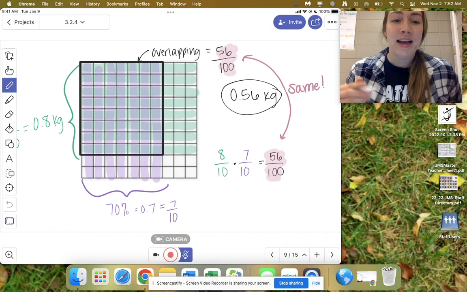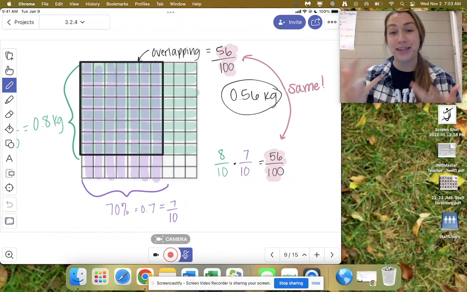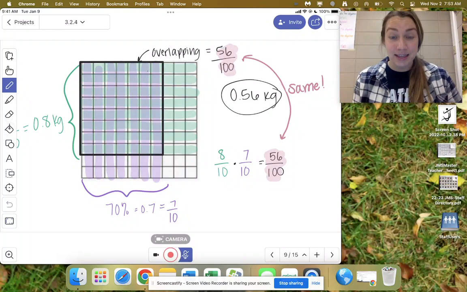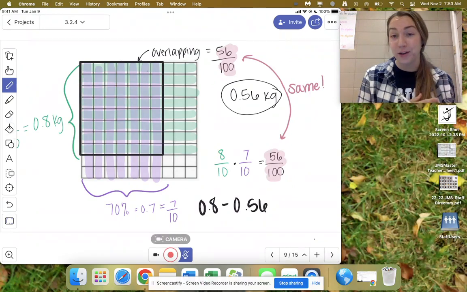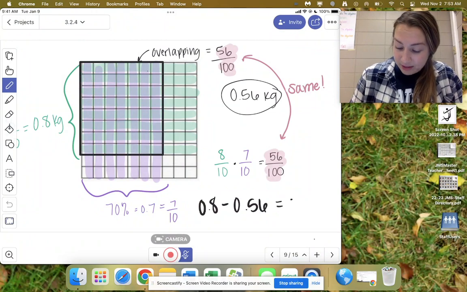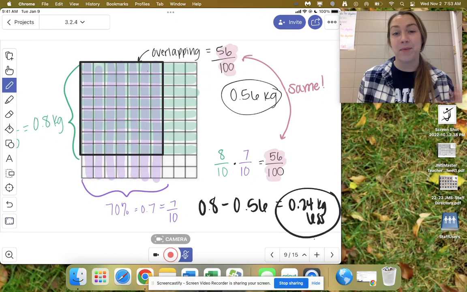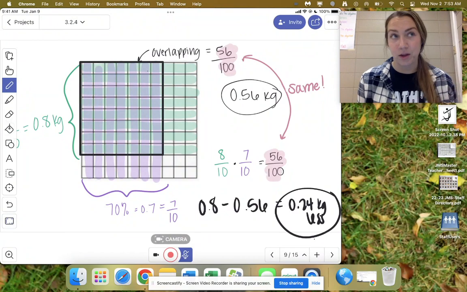So here's what I did. I did 0.8 going in the one direction, 70% going in the other direction. I had 56 of the hundredths double shaded, which means 0.56 kilograms is how much the new shoes weigh. But to find out how much less they were, I have to take 0.8 minus 0.56 because they were 0.8 kilograms. Now they're 0.56 kilograms. So how much do they weigh less? You get 0.24 kilograms less. So they weigh 0.56 kilograms, but they are 0.24 kilograms less than the old shoes. Okay.